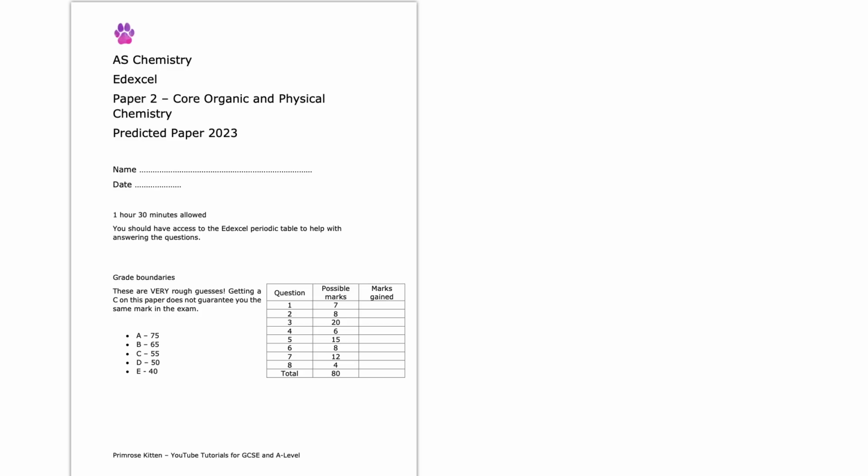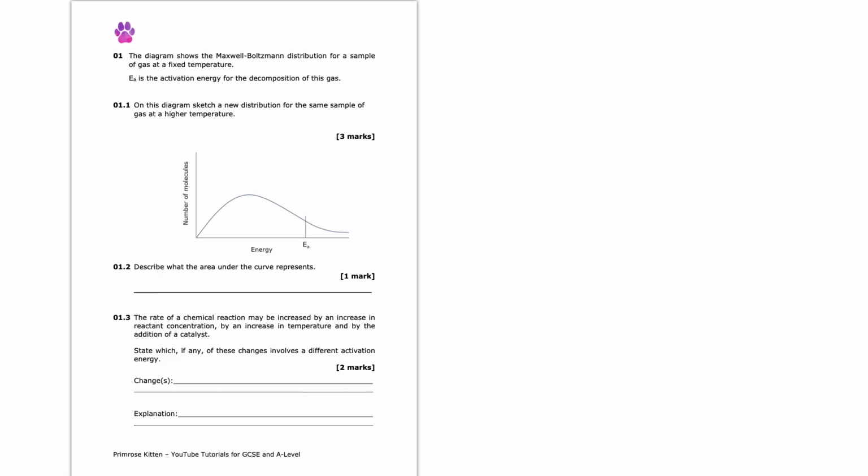Hiya there and welcome to this paper. So today we're looking at the AS Chemistry Edexcel Paper 2 for Core Organic and Physical Chemistry, and this is Primrose Kitten's predicted paper 2023. My name's Charlotte and I'm going to be taking you through this paper and explaining to you how to do all the questions. Let's have a look at question 1.